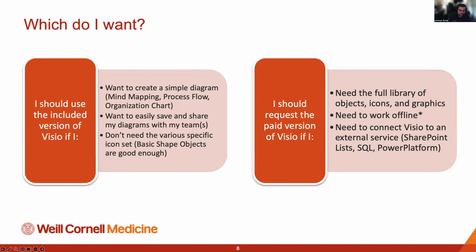So if you're questioning which one you want, I broke it down to this easy question. You should use the included version if you want to make simple diagrams, mind maps, org charts, or network diagrams. And I will say they are adding a lot of custom shapes that were premium into the free version as of that recent announcement earlier this year, mid-year. So I would try the free version first.